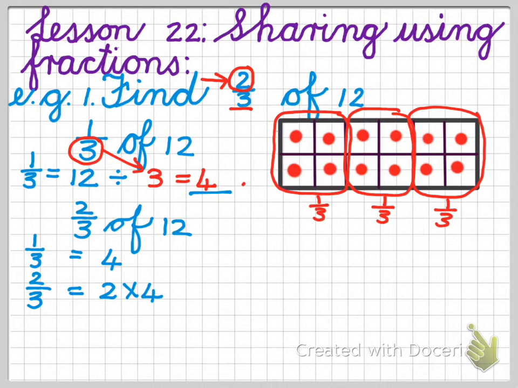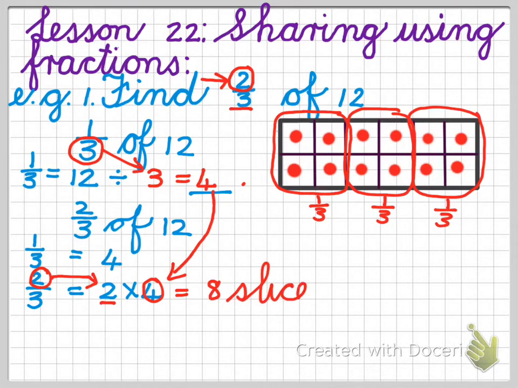Can you see where our 2 came from? Do you notice that the 2 comes from our numerator? And where did the 4 come from? Of course, that came from our answer to our sum when we worked out 1/3. So we always start working out 1/3, and then we go 2 times our numerator, like we did here, 2 times 4. And we know that 2 times 4 is 8. So in this cake, it will be 8 slices.